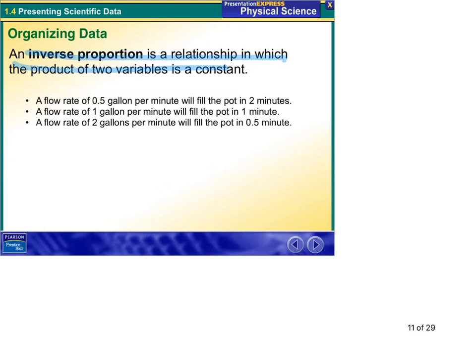0.5 gallons per minute will fill the pot in 2 minutes. We multiply those and we get 1. A flow rate of 1 gallon per minute, 1 minute. Multiply them and you get 1. 2 gallons per minute, 0.5 minutes, multiply them and you get 1. The product's always the same.